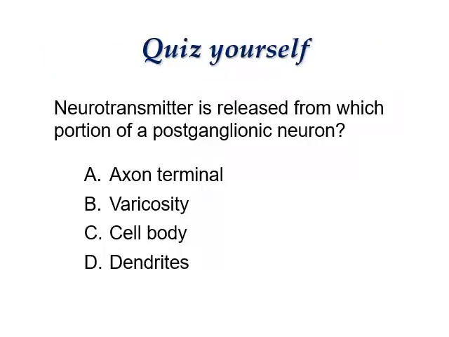Would you be able to answer this question? The answer is varicosity. Instead of axon terminals, the postganglionic autonomic neuron contains varicosities, which are swellings at the end of the axon. The varicosity is the site for the synthesis and storage of the neurotransmitters, which are mainly norepinephrine and acetylcholine.